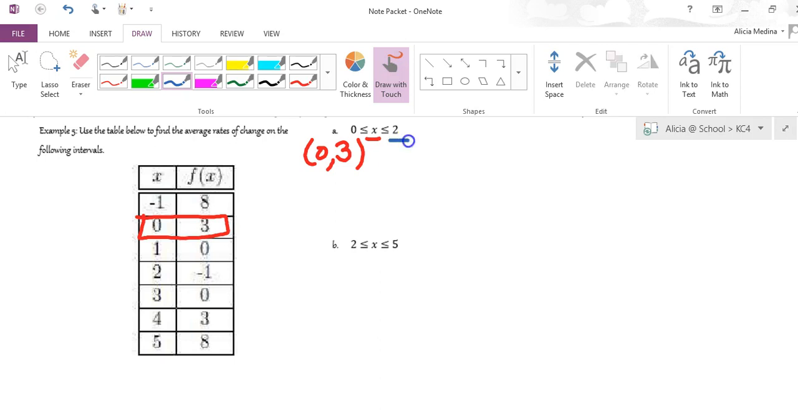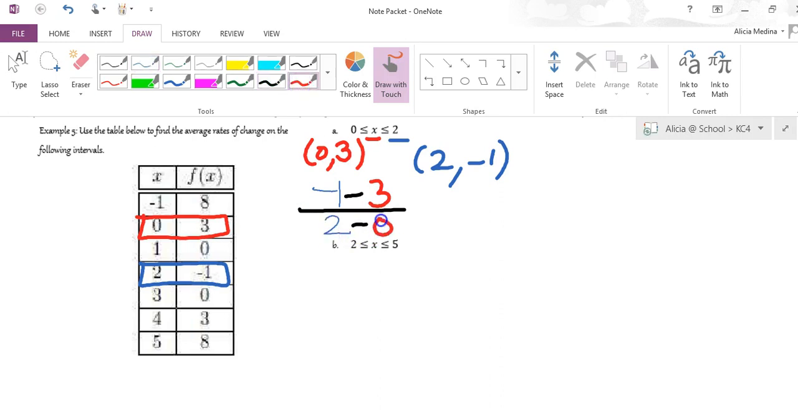Blue. Because all this 2 means is when x equals 2, my y value is a negative 1. Alright, now that I have my 2 points, I can go ahead and solve for what my rate of change is. It doesn't really matter which one you start with. I can say negative 1 minus 3 all over 2 minus 0. So negative 1 minus 3, they're both negative, so negative 4. 2 minus 0 is 2, and negative 4 over a positive 2 is a negative 2.